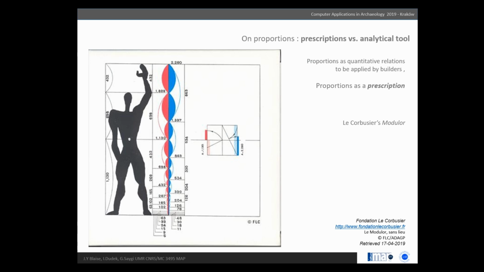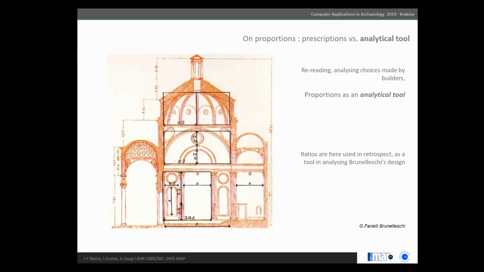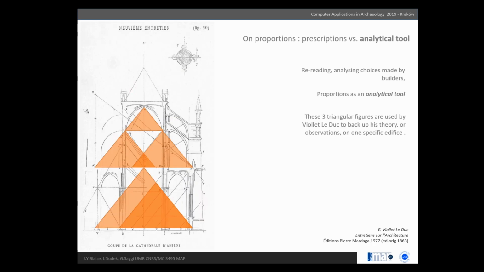This is why Le Corbusier invented this system of proportion, the modular. What he does when he does that is say, okay, you want to build something, use this. This is one way to use proportions, but you can also use proportions in retrospect. This analysis of Brunelleschi's architecture is done by a specialist in retrospect. One classic example can be found in Viollet-le-Duc's analysis, written works, analysis of the Gothic period in particular.